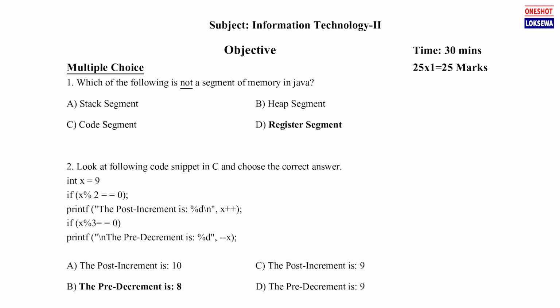2. Look at the following code snippet in C and choose the correct answer. int x = 9; if x%2 == 0, print "The post increment is %d\n", x++; if x%3 == 0, print "\n the predecrement is %d", --x. A. The post increment is 10. The post increment is 9. B. The predecrement is 8. The predecrement is 9.